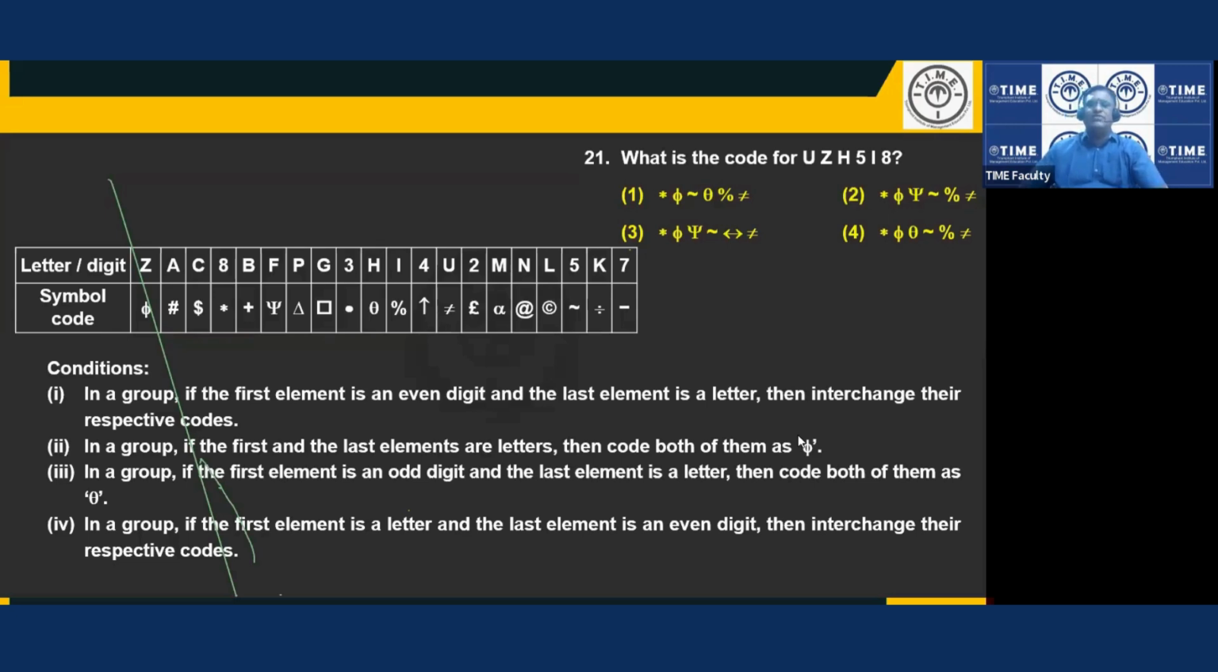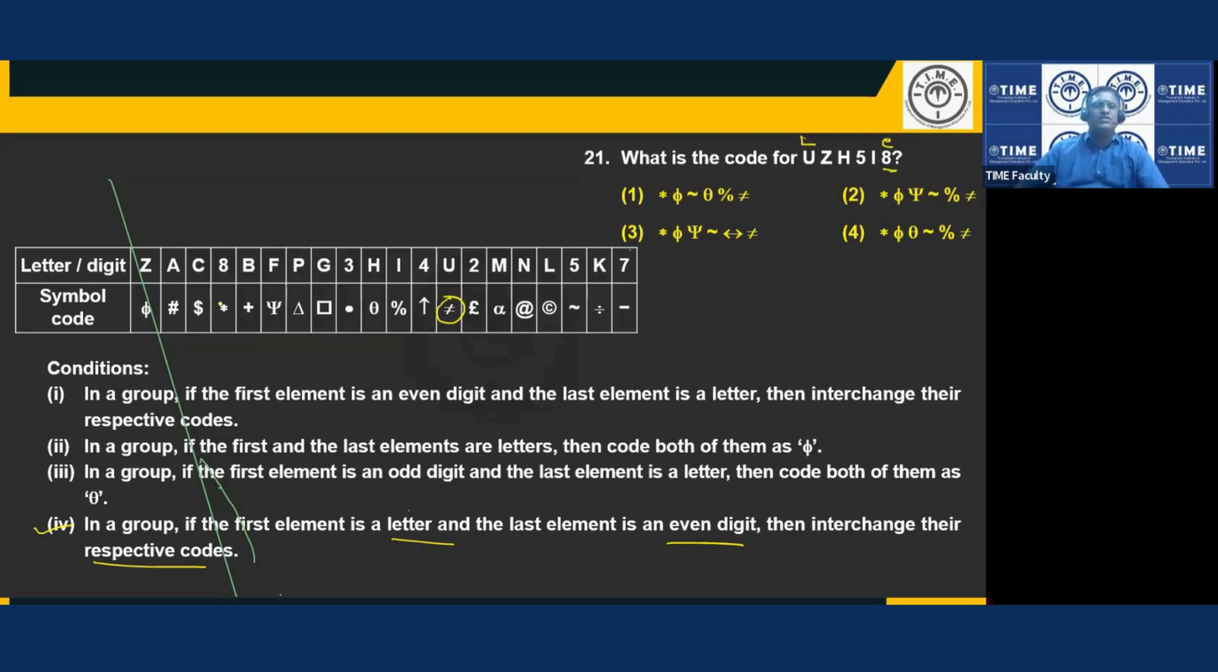Please, I will find. What is the code of U? U is a letter and the last one, 8, is an even number. Starting is a letter, ending is an even number. Condition number 4 is matching: if the first element is a letter and the last element is even, then interchange the respective codes. So what is the U code? The U code from the list is not equal, so it should be taken at the last place. Of course, in all options it is matching.